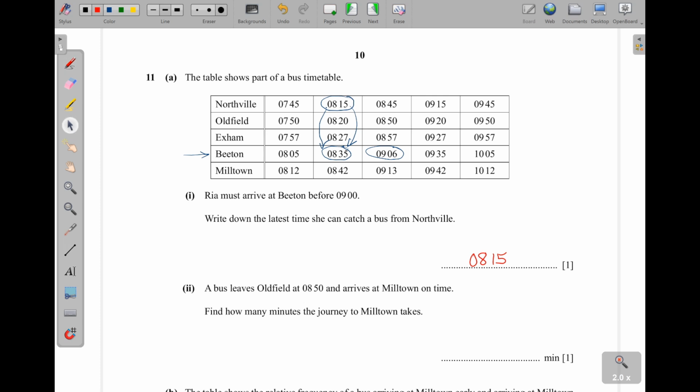Next, row 2, a bus leaves Oldfield at 8:50. Where is Oldfield? Oldfield is here at 8:50. And arrives at Milltown on time. Okay, that means this person will arrive at Milltown here at 9:13. How many minutes does the journey to Milltown take? Now you can see that if it is 8:50, then we have 10 minutes to the top of the hour. So we shall have 10 minutes, then plus 13 minutes, which are past 9. So plus 13. Then this one will give you 23.